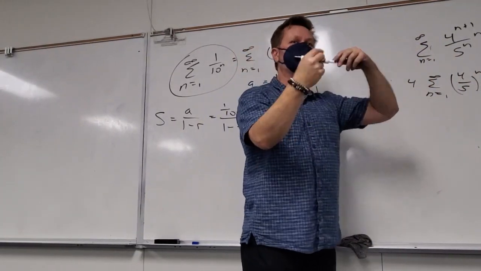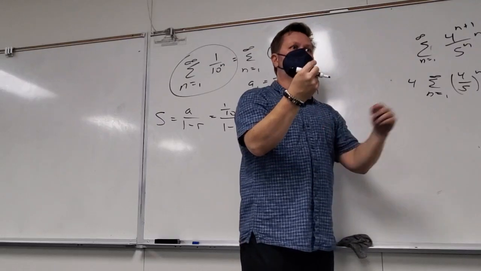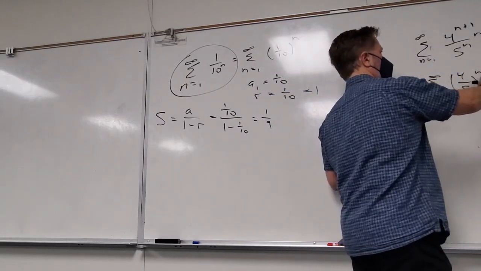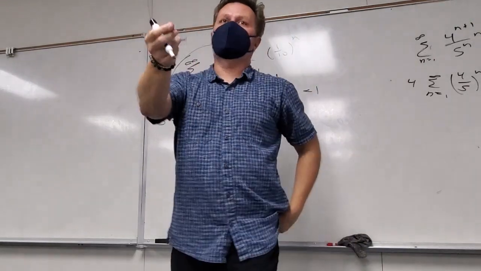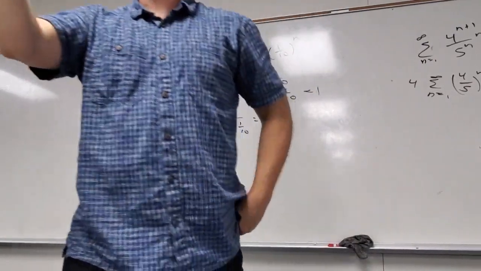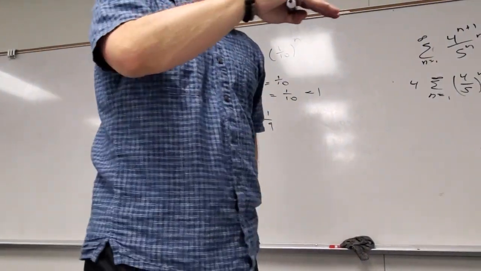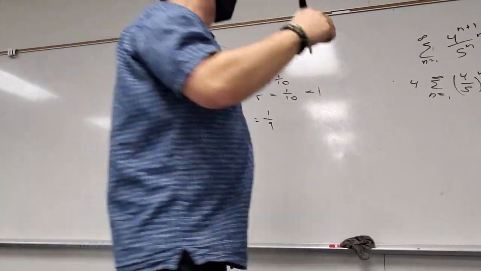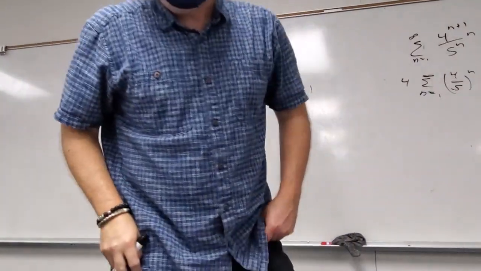Does it converge is a second question. Does this converge? Yes, why? Because R is less than 1. Good, so it's definitely decreasing. It's definitely getting out of its own way fast enough. Cool. So what about number 3?